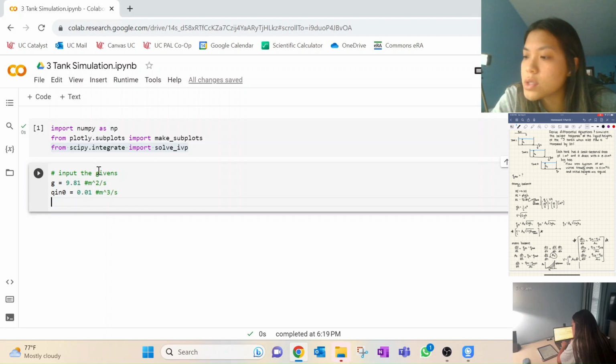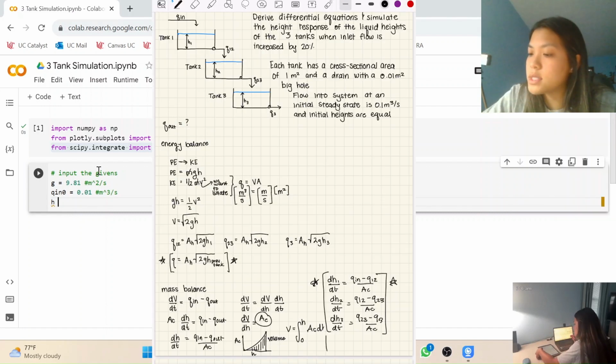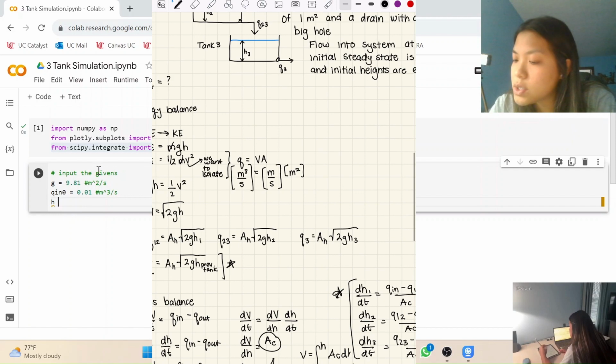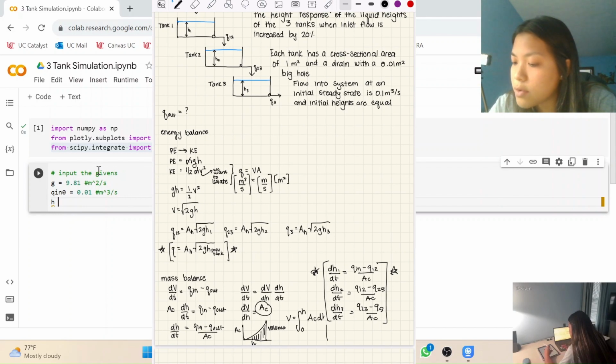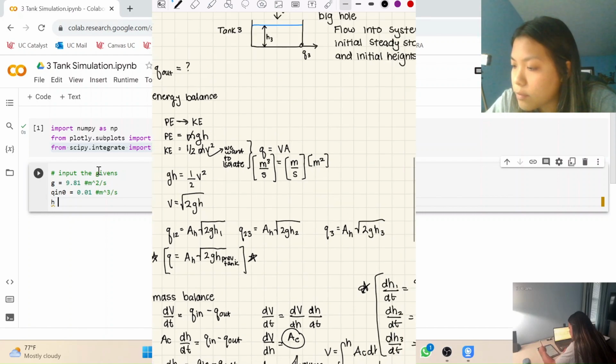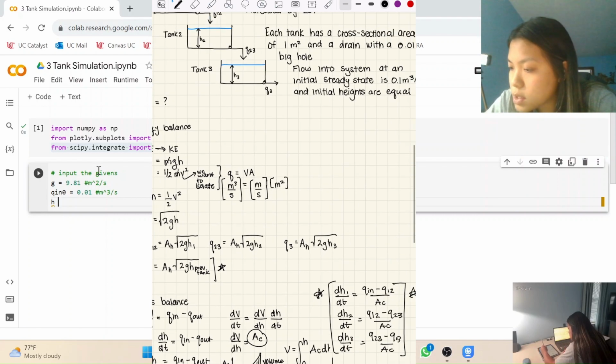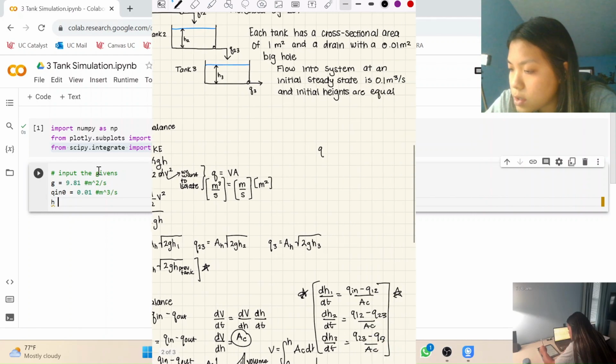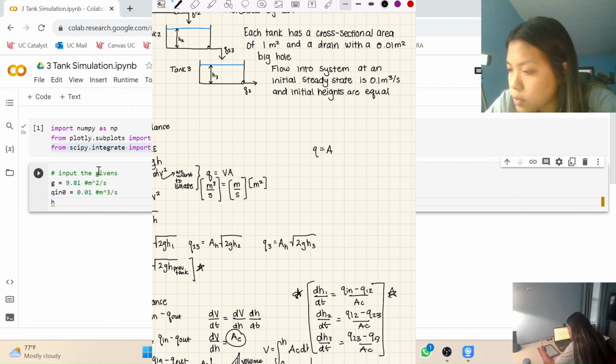And we have the initial heights, which are all equal. And so the initial height, actually going back, I forgot to write out these equations, but the initial height we're just going to take from this general flow equation we have. So we have flow equals height of the drain multiplied by the square root of 2 times the gravitational constant times the height of the previous tank.